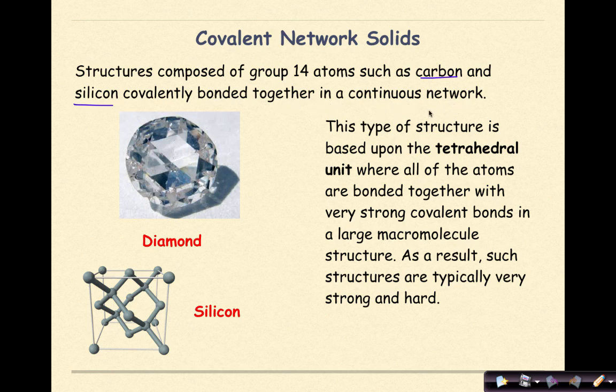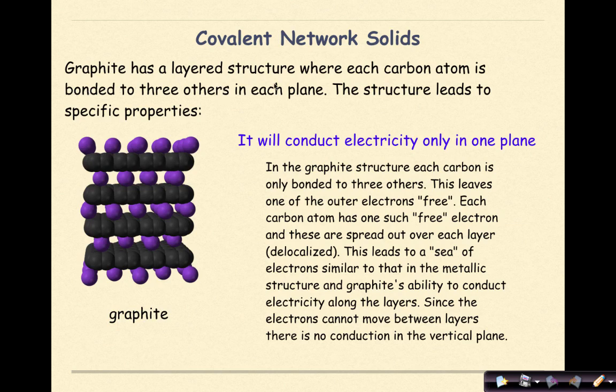That's our definition. This type of structure is based upon the tetrahedral unit, where all of the atoms are bonded together with very strong covalent bonds in a large macromolecule structure. As a result, such structures are typically very strong and hard, and we see that in a diamond and also silicon binding to itself. Graphite has a layered structure, where each carbon atom is bonded to three others in each plane. The structure leads to specific properties.